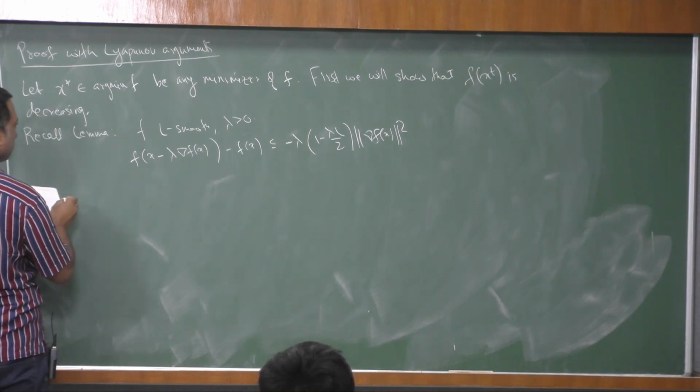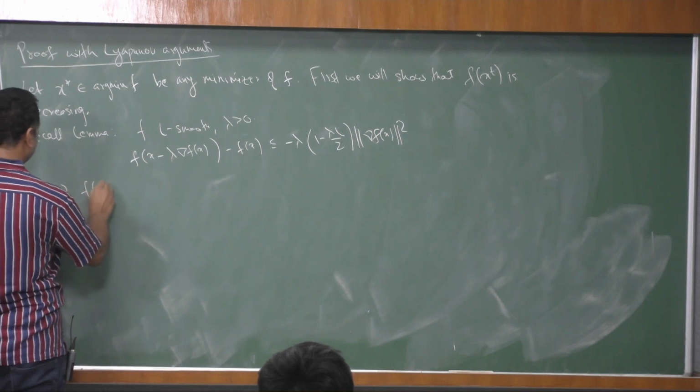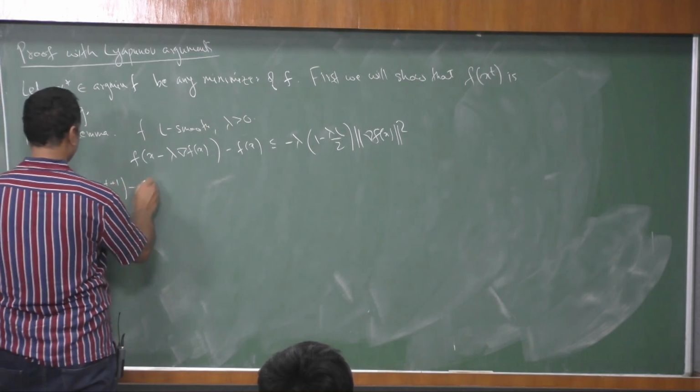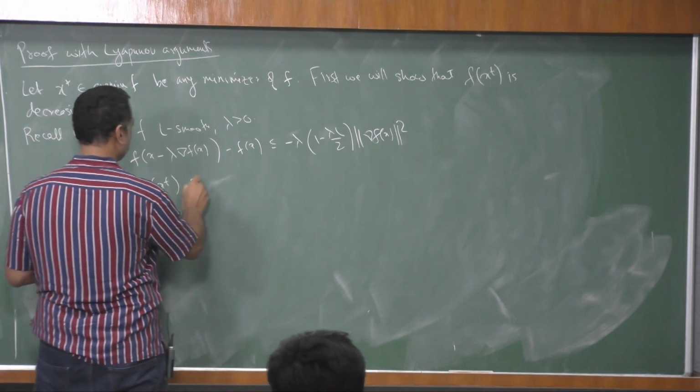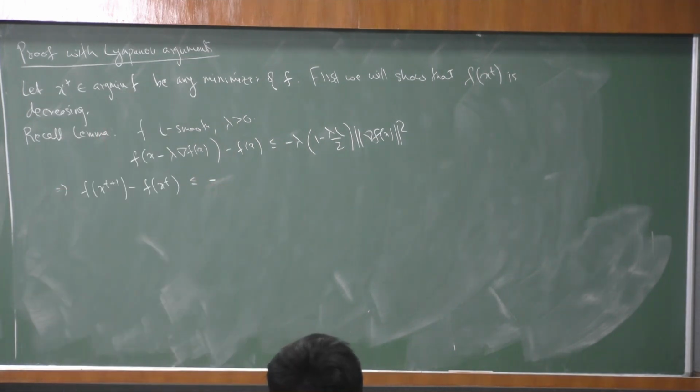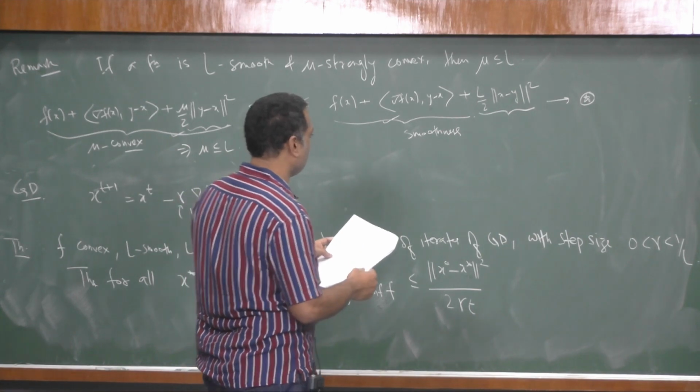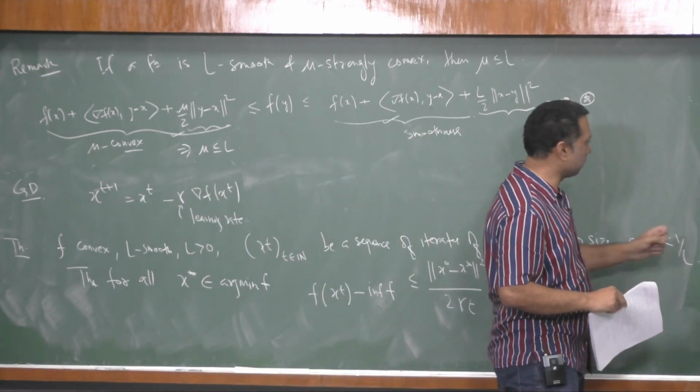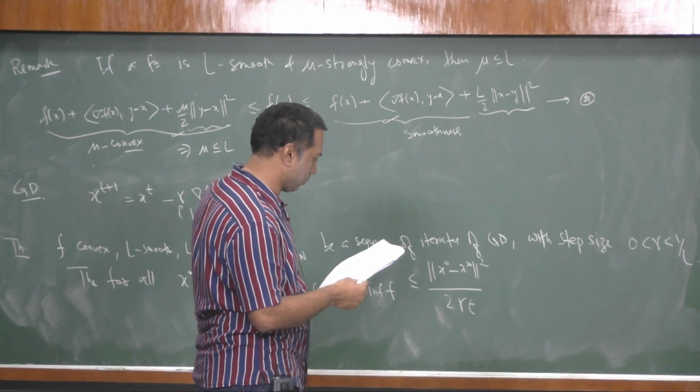So this implies that f(x_{t+1}) minus f(x_t) is less than or equal to minus gamma times (1 minus gamma L by 2) times the norm of grad f(x_t) squared. In our case, what is given is not lambda, but gamma. So we have to replace lambda by gamma. That's the only change. Is this the only change? Let's see. In the lemma, gamma was just greater than 0. And what we have here is gamma times L is less than 1. So this we have.